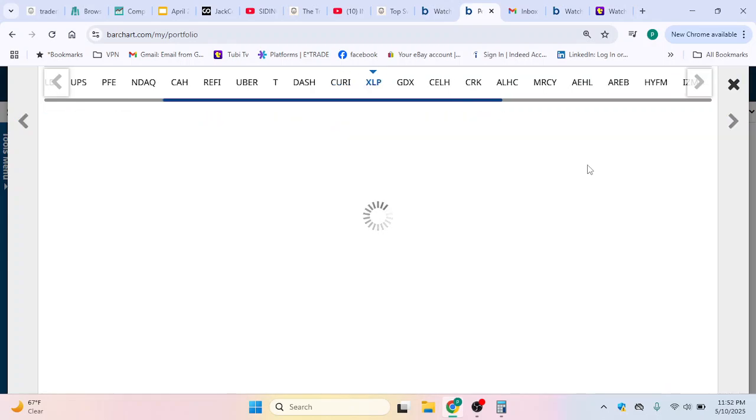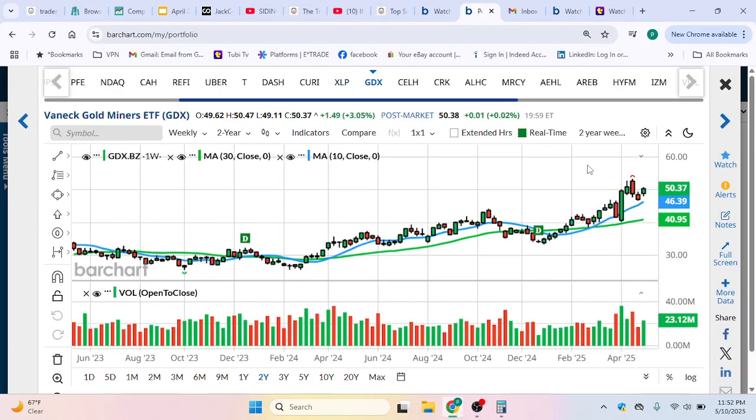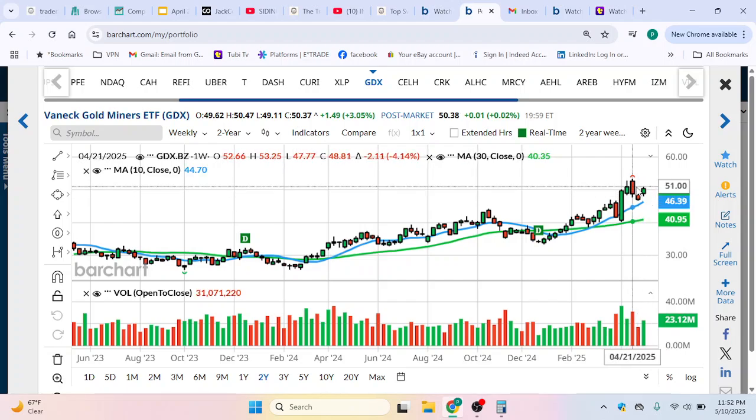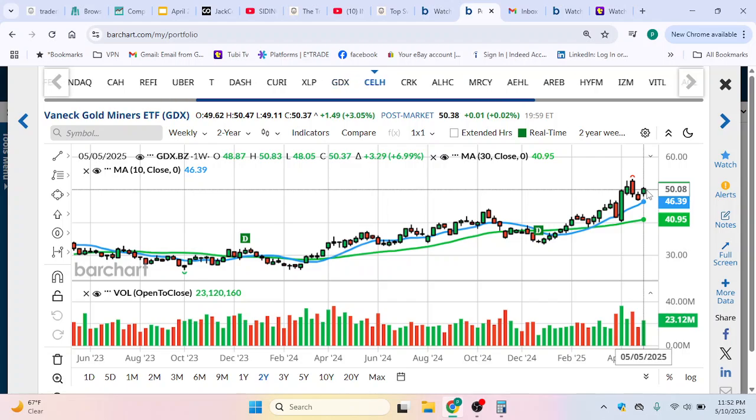Okay. What else? I was also involved in gold, not gold specifically, but this gold miners ETF. Gold miners recently have profited or had a nice run after gold prices have spiked, so I got involved in that at an opportune time. So we're looking for opportunities.